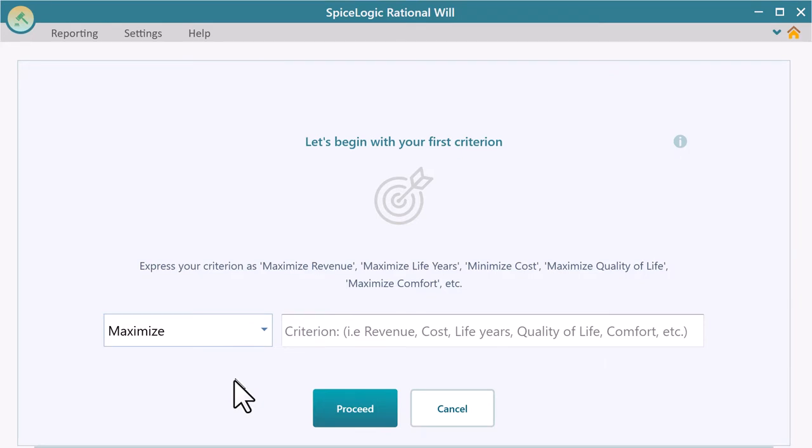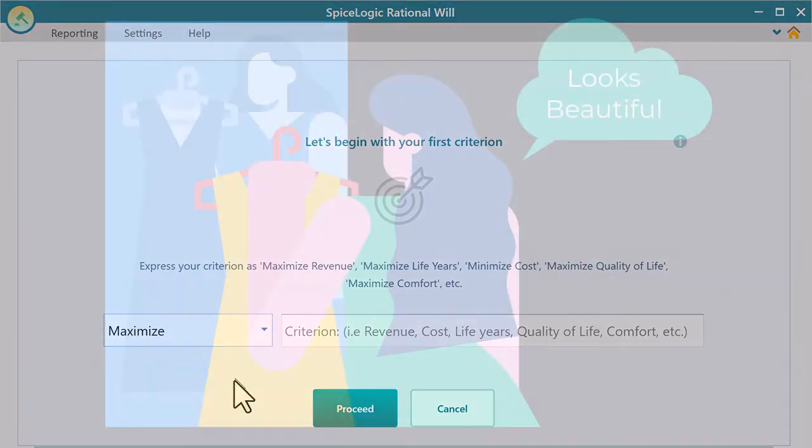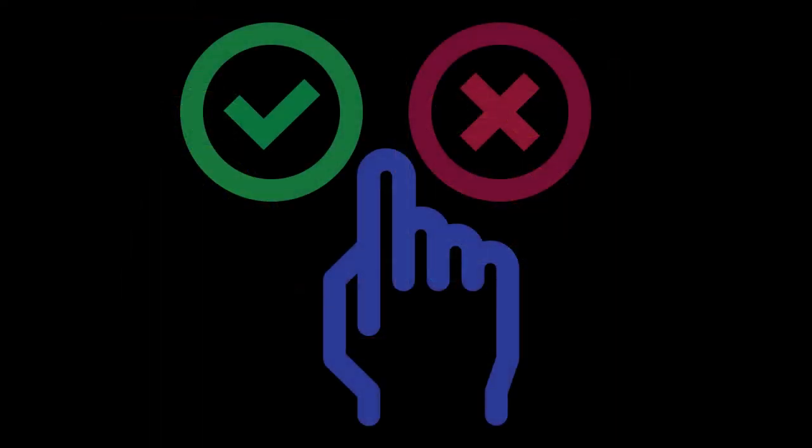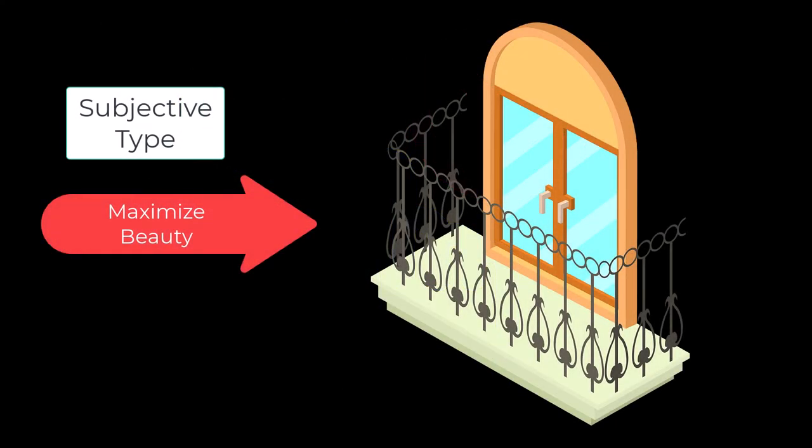Before going into the deep, let me clarify something about the criteria modeling tool. You can have various types of attributes like subjective type, number type, and yes-no type. Say you want your house to be beautiful. How will you measure beauty? It is a subjective type, right?